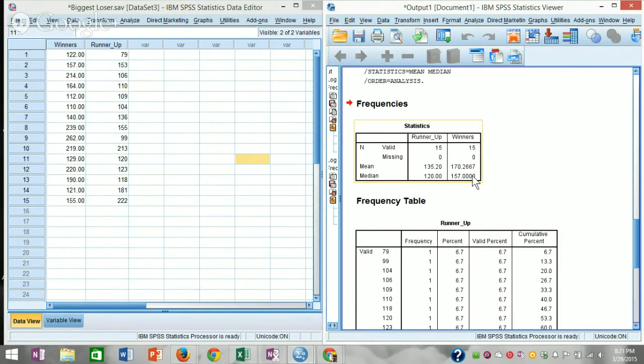On average, there was about a 30-pound or 25-30 pound discrepancy between the winners and the runner-ups in mean and median. So that concludes our explanation of mean, median, and mode.